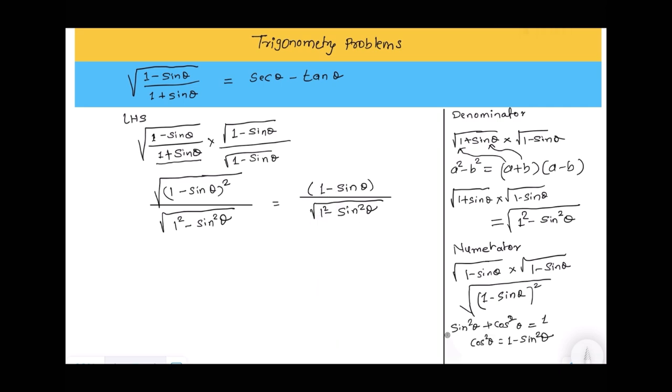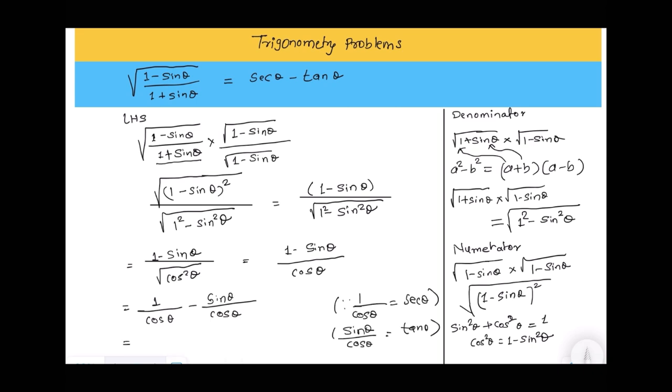To simplify the denominator, we will use the trigonometric identity sine square theta plus cos square theta is equal to 1. Simplifying it, we get cos square theta is equal to 1 minus sine square theta. Let's put back this value. We get 1 minus sine theta upon square root of cos square theta, which is nothing but 1 minus sine square theta. Simplifying it further, 1 minus sine theta upon what is square root of cos square theta? Simple, cos theta. Simplifying it further, we get 1 upon cos theta minus sine theta upon cos theta.